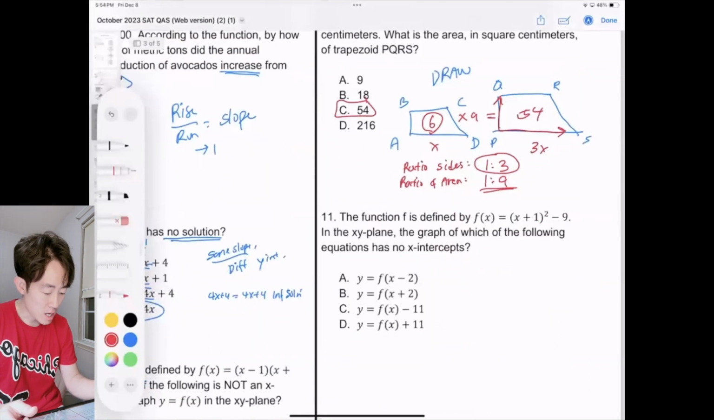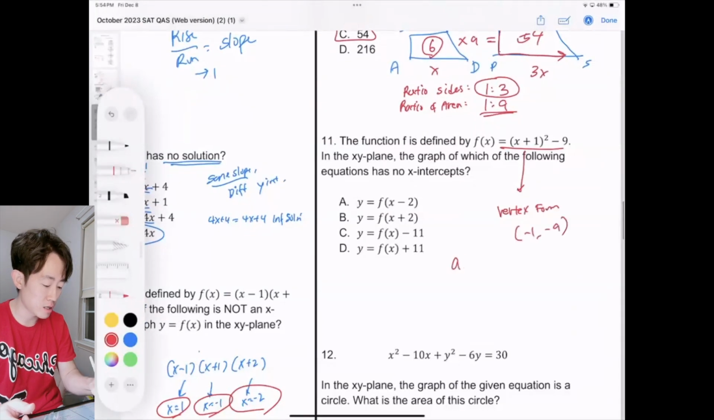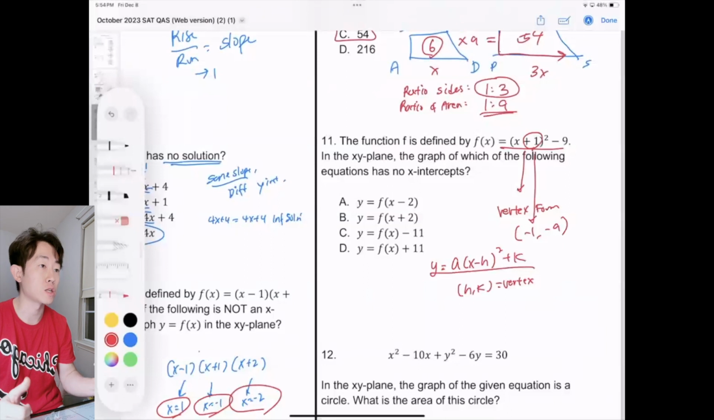Number 11. Okay, so we have this one here. We are in vertex form, which means we can tell the vertex is (-1, -9). If you need to write this down, please go ahead. The vertex form follows this. (h, k) is your vertex. You always just have to switch the sign for the h, and that's pretty much one thing you really need to remember. Okay, so I have my vertex.